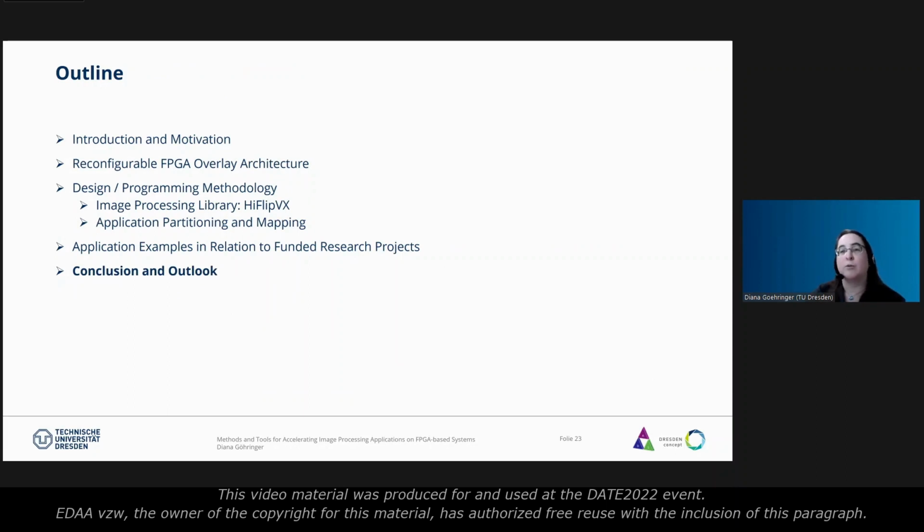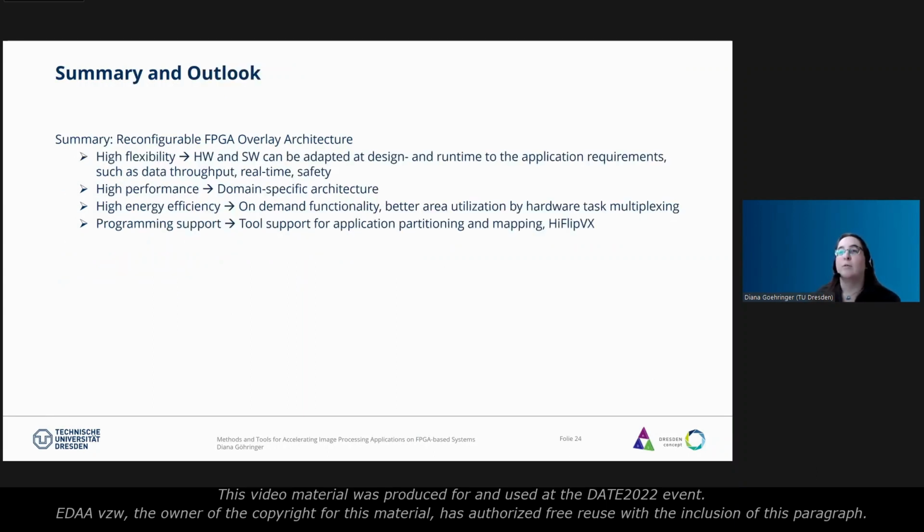So this is one of our robot platforms, an automotive platform embedded in the Robot Operating System. Yes, and with this, I want to conclude my talk and give a short outlook on future work. So basically, what I wanted to present here is a reconfigurable FPGA overlay architecture together with a tool flow for it, because this way we are very flexible as we can adapt both hardware and software at design time and runtime to the application requirements, and therefore can achieve a very good throughput by using dedicated accelerators and also achieve real-time and safety requirements. We get a high performance through this because we have an application-tailored architecture, and this also allows us to achieve a high energy efficiency. And the programming support is given by the tools, and we are continuously working on and increasing them.